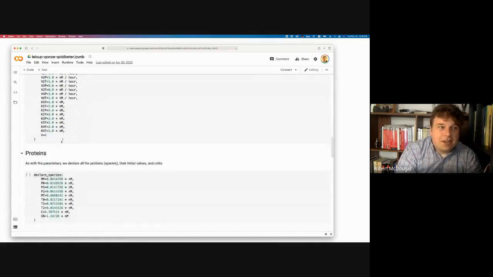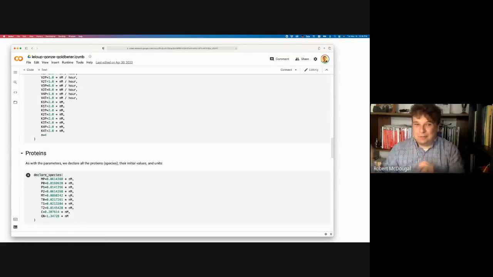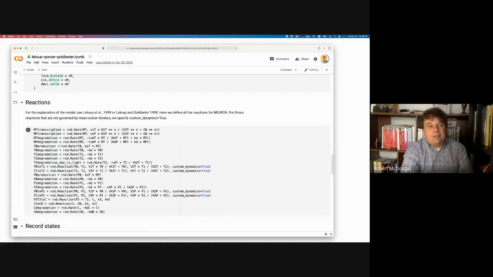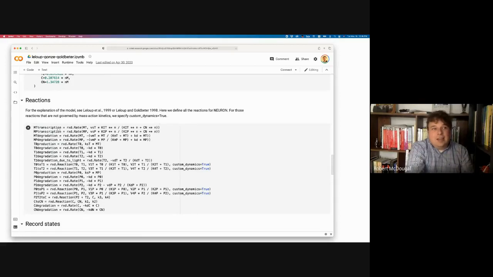But it was a shorthand to make it so that I didn't have to copy paste RxD.species, blah, blah, blah, RxD.species, blah, blah, blah. This is a for loop. Literally, it's a for loop. That makes sense? All right. In any case, so then I have a whole bunch of reactions. And these are just formulas that I took out of the paper.